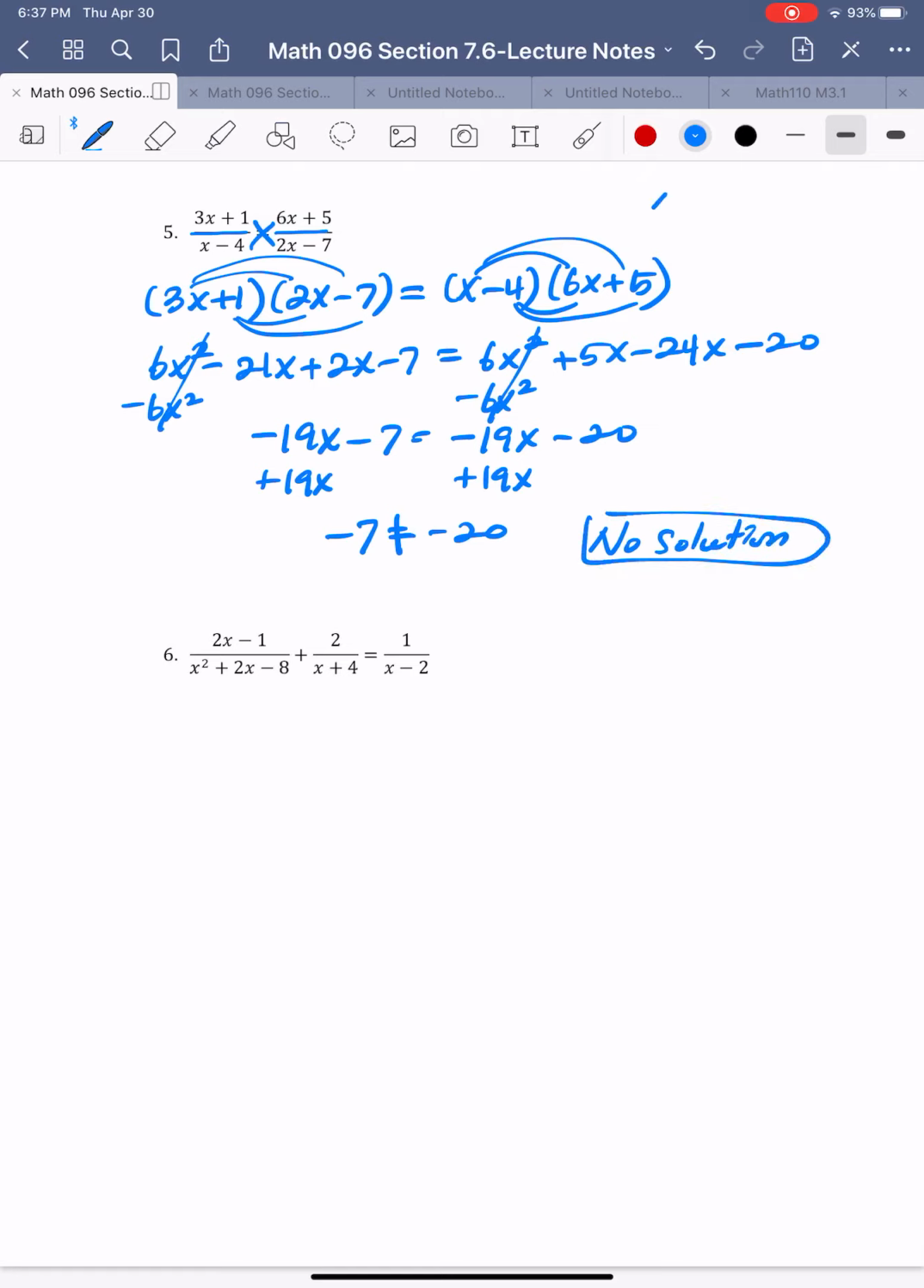Okay, so restriction means what? x minus 4 equal to 0, and then 2x minus 7 equal to 0. So one x is 4, and the other one is 7 over 2, which is, you got no solution anyway, so you're not going to get those numbers.